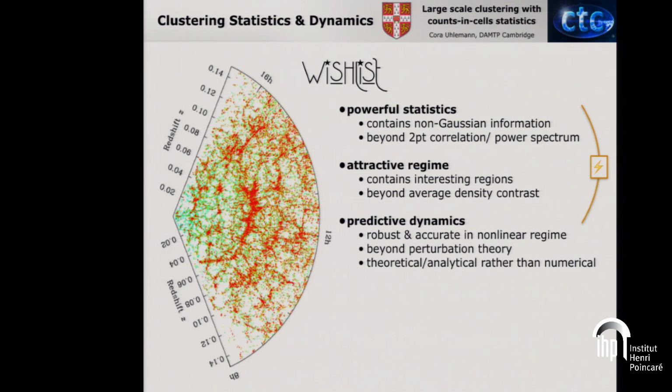That means we want to describe regions that are very peculiar, that have very low densities, like the voids Rien talked about, or the very overdense regions like the halos. And for example, Marcello told you about this.